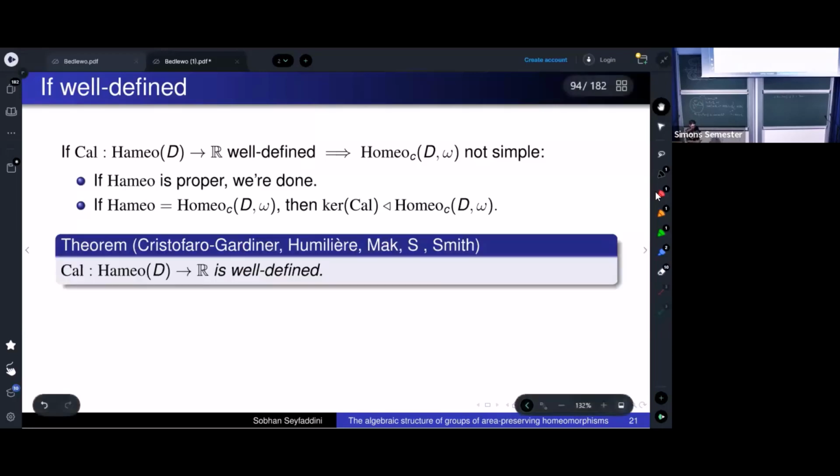The theorem that we'll show in these lectures is that actually this is the case. Calabi extends in this way to the group Hameo. So now we know the answer. Yes.